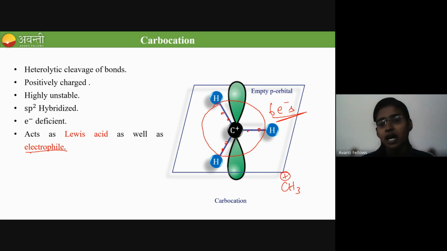This is about the carbocation. Hybridization, stability, everything is the same as that of free radical. The only thing is it acts as a Lewis acid, that's all.